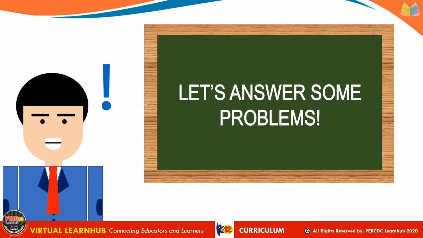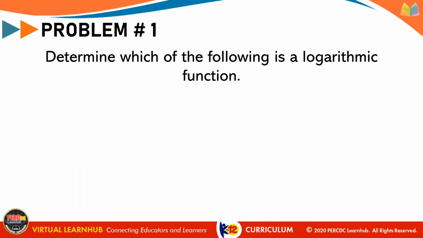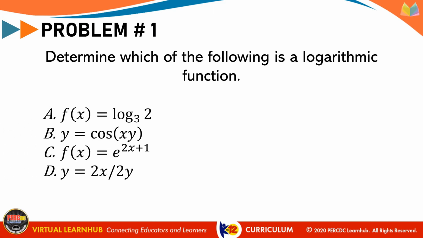Let's try to answer some problems. Problem number 1. Determine which of the following is a logarithmic function. A. F of x equals log of 2 to the base 3. B. Y equals cosine xy. C. F of x equals e raised to 2x plus 1. And letter D. Y equals 2x over 2y.